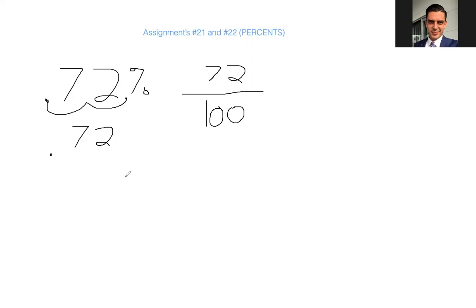Same thing if you have something like 7%. Just 7. So the decimal for 7% would be the same thing. You start off here, but it would go over once, twice. And then in this empty space right here, it's the same as if there's a 0 there. So the decimal would be 0.07. Now the fraction for this 7% would be 7 out of 100.